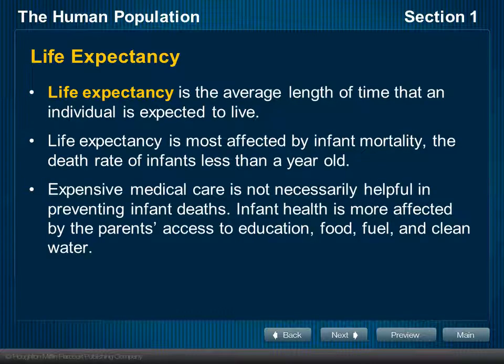And again, with life expectancy, in particular infant mortality, medical technology is not the most important thing. What's more important is infant health, that we see parents have more education, they have access to food, fuel, and clean water. Those things are so much more important than having a medically technologically advanced hospital on every corner.